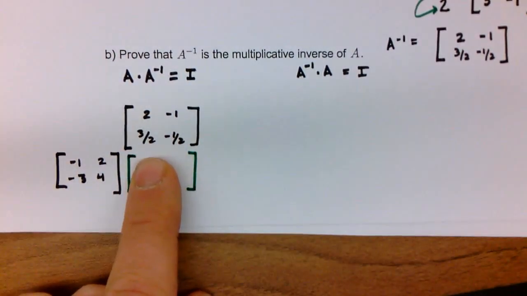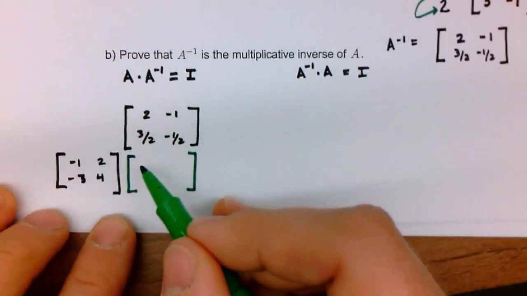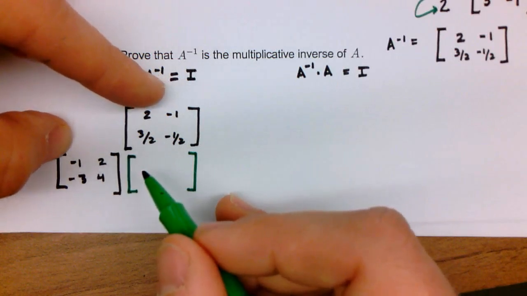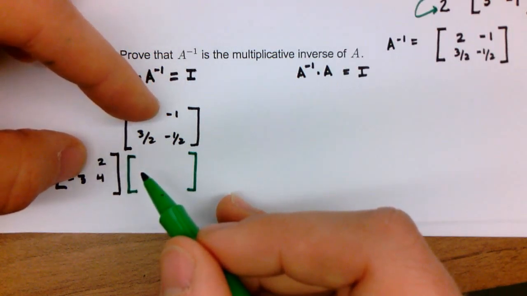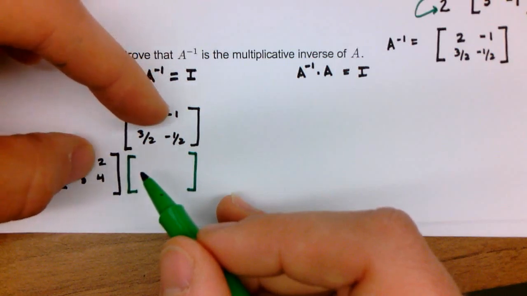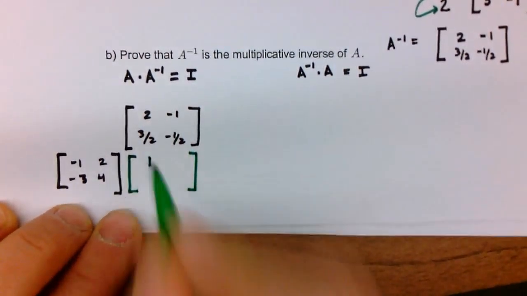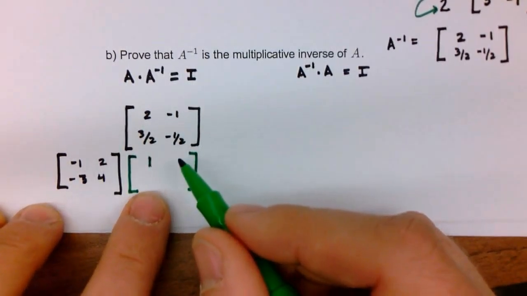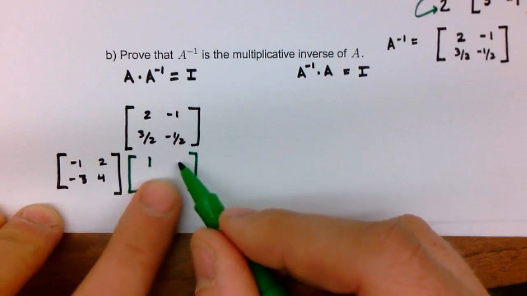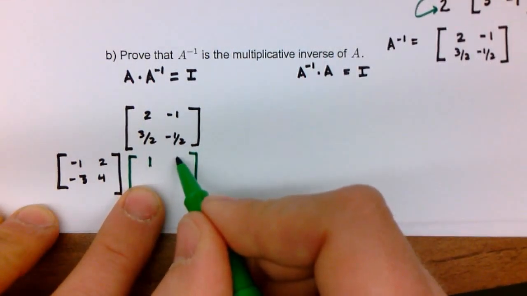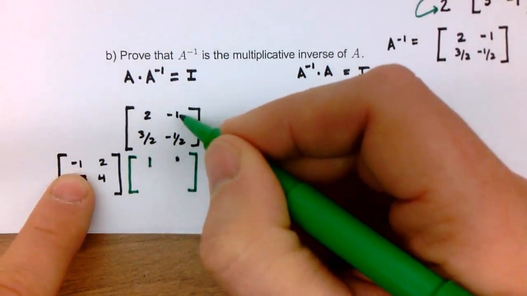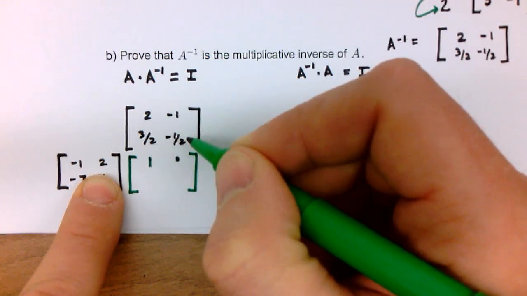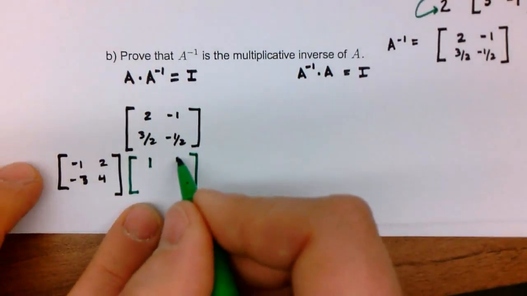Okay, let's find entry 1, 1 right here. Brendan, could you help me out with that? It's negative 1 times 2, and then 2 times 3/2. So that would be negative 2 and 3 is going to give us 1. Is that what we want? Okay. Sam, get the next one. What's going to go in entry 1, 2? 0. Are you sure? Let's check. Negative 1 times negative 1 is? 1. Okay. 2 times negative 1/2 is? Negative 1. 1 plus negative 1 is? 0. Okay, feeling good about that one.